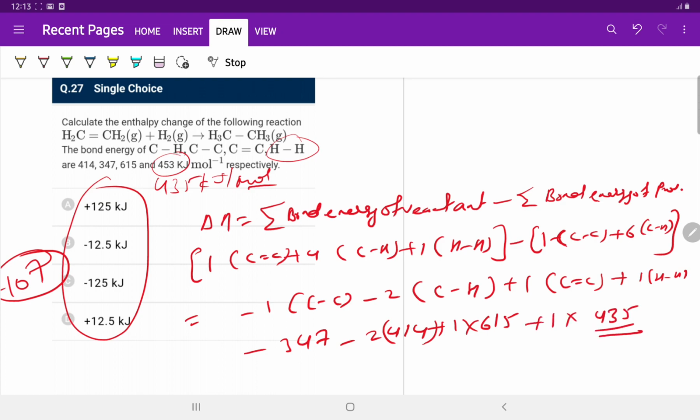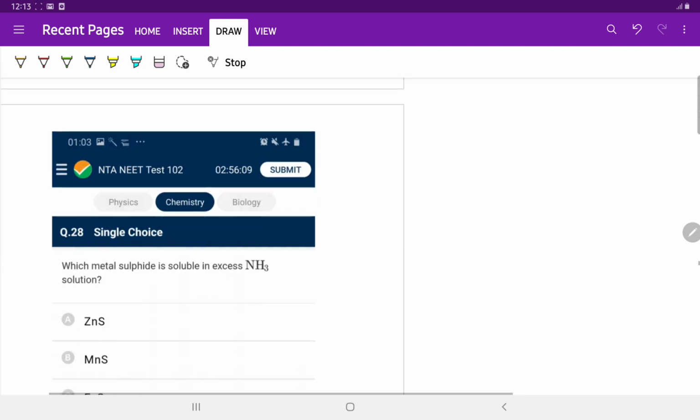If we use 435, then you will get the answer minus 125 kilojoule per mole. If we use 453, then we will get the answer minus 107. So option C is correct for question number 27. We will move to question number 28.